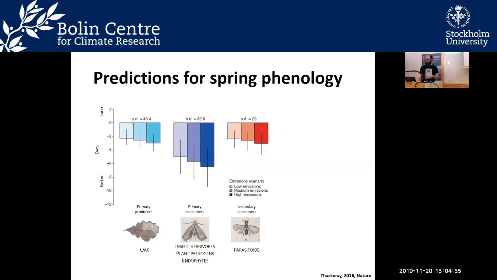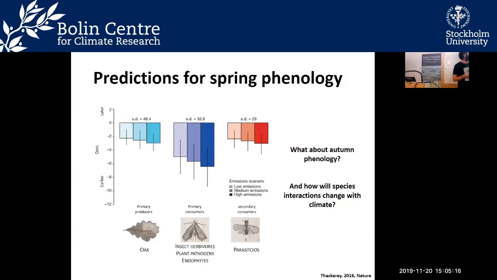So some of the questions we tried to address in my lab is what are the patterns we expect in autumn? We know what happens in spring, that it will advance. But what will happen in autumn? Phenology is just the timing of things, when things happen in nature, like when buds burst and when leaves drop. And another question: how will species interactions change with climate?